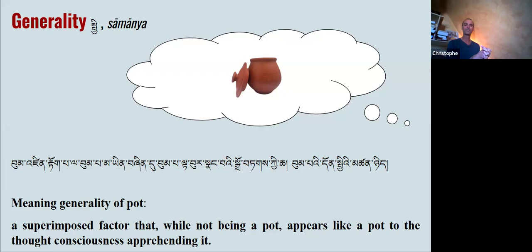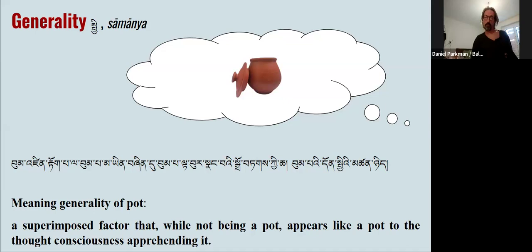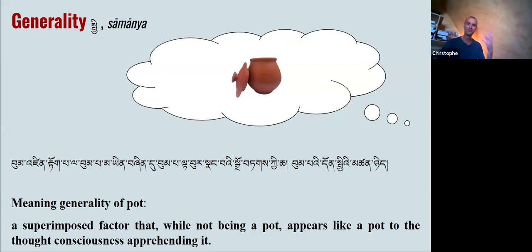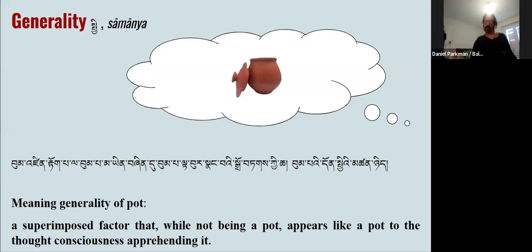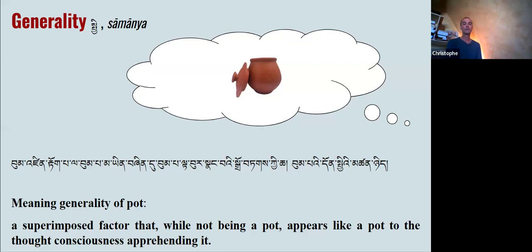So can you posit as well the definition of the meaning generality of space? It would be similar. It's just to make our tongue familiarized with the terminology. So a superimposed factor that, while not being space, appears like space to a thought consciousness apprehending it. Yes, exactly. So that's why any thought consciousness is mistaken, according to the Sautrantika.